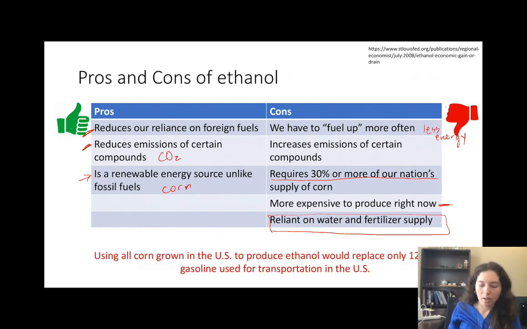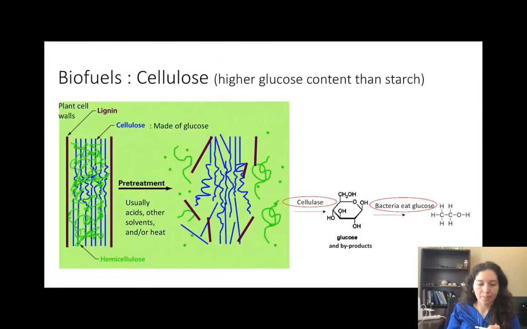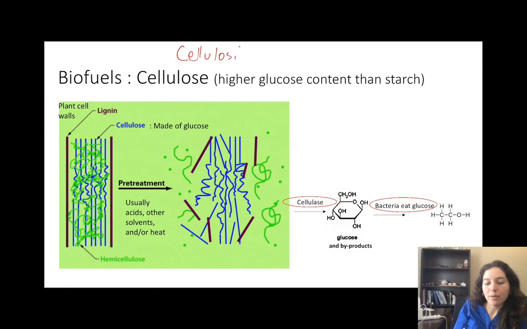Okay, we're gonna move on. Okay, let's talk about something really cool that we're actually starting to develop more of, and that is cellulosic biofuel. You might have heard this term before, cellulosic biofuel, i.e. biofuel made from cellulose. This is a molecule.